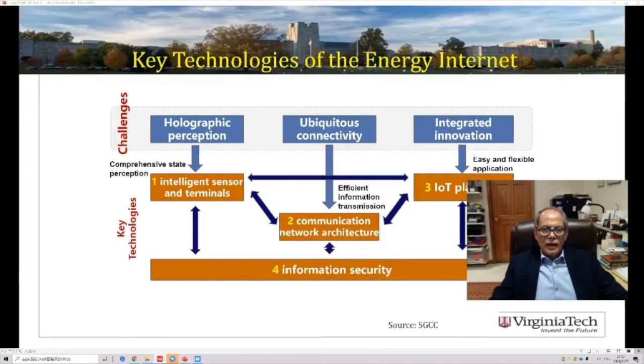Okay, we talk about the functions. Now, key technologies that are needed to run the energy internet. You see on the top, I show 3 blue boxes, which are the challenges I have to deal with.